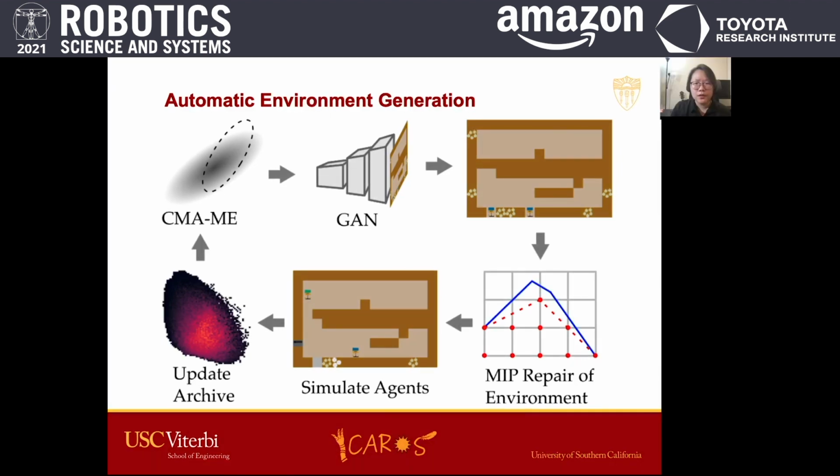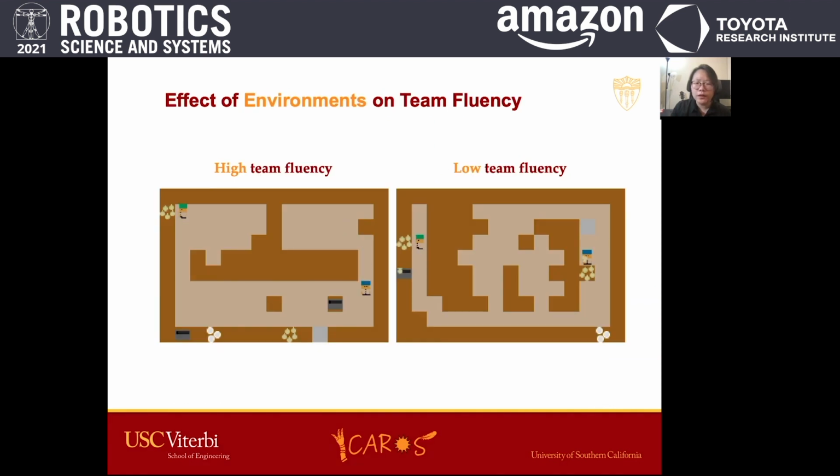Hi, my name is Sophie Xu and I will present to you the results of our work. So we first ran this automatic environment generation framework for a human and a robot agent. The robot agent solves a QMDP in real time, estimating the human subtask, while the human agent acts based on a manually specified rule-based model. Here we show two generated levels where the team fluency is very different.